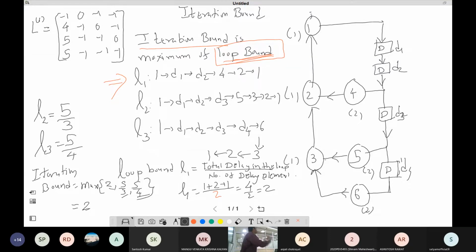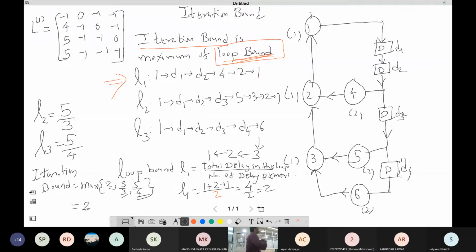This method totally depends upon how you observe the loop. Once you identify the loop, you can find the loop bound. To calculate the loop bound is not a bigger issue, because once you identify the loop, you can find the total delay by observing the nodes, and the total number of delay elements. That's okay. But to identify the loop itself is a challenge, because that totally depends upon how you observe the DFG. So that's why people have come up with a different algorithmic method.